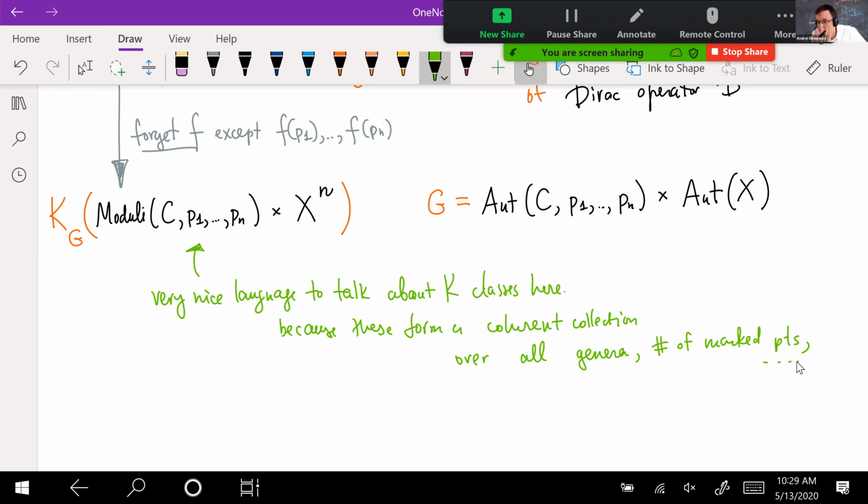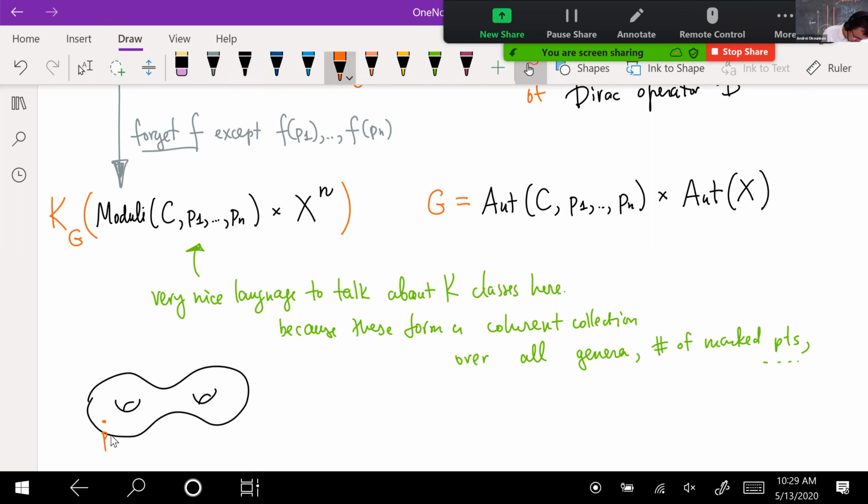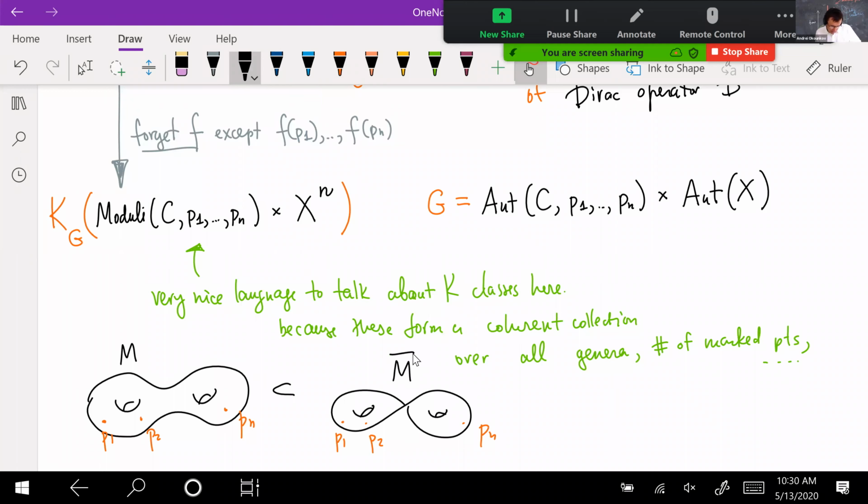We started with a smooth curve C with some marked points, but in principle you can extend this. This moduli space M sits inside a bigger moduli space where you allow your curve to degenerate in some controllable fashion. And you can extend that somehow, shift into that direction.